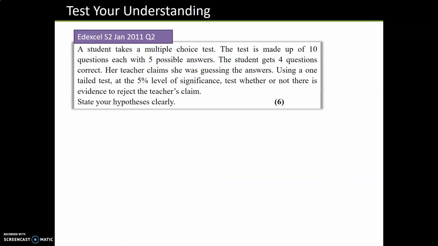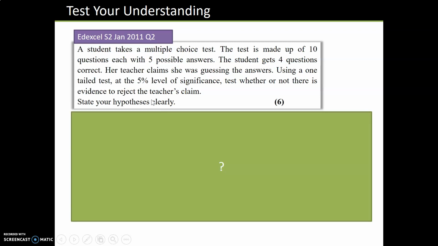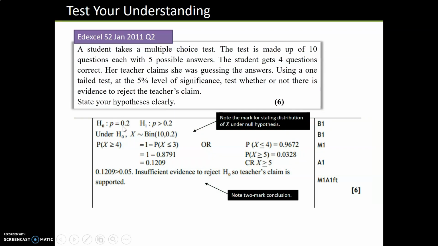Okay, last one. A student taking multiple choice tests, have a quick go at that one. If you've had a go at that one, you notice that the way this is asked is state your hypotheses clearly. You get 1 mark for the hypothesis, 1 mark for saying this. If you say it like this, that's fine, under H0. You can also say it when you define your X and say X is binomial 10, p. You would probably get the mark the same way there.